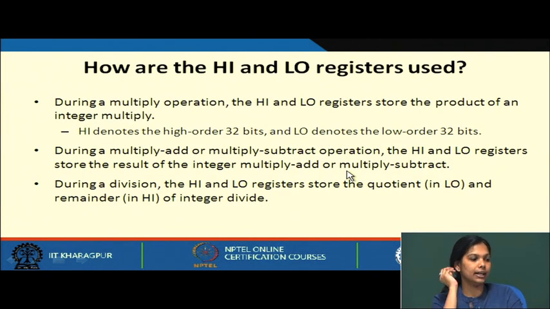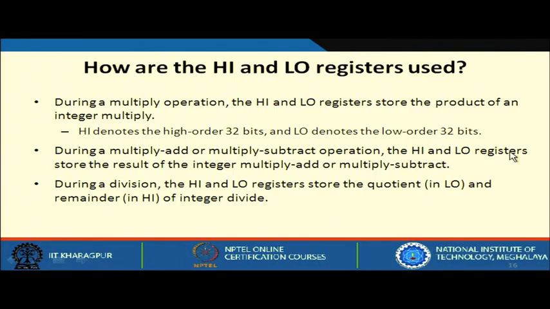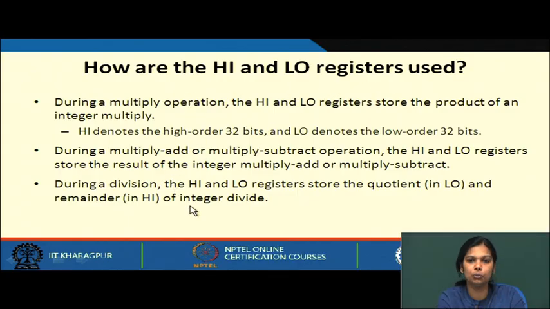Now, how are high and low registers used? As I said, during a multiply operation, high and low registers store the product of an integer multiply. Hi denotes the high order 32 bits, and Lo denotes the low order 32 bits. During a multiply add or multiply subtract operation, the high-low registers store the result of an integer multiply add or multiply subtract. And during a division, the high-low registers store the quotient in low and remainder in high of an integer divide. So, high-low registers are used for these few purposes.